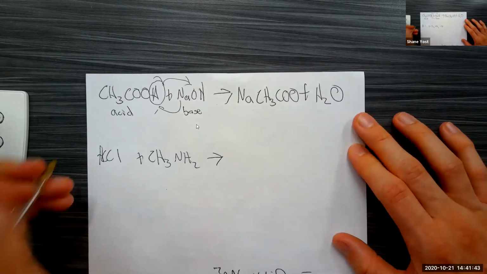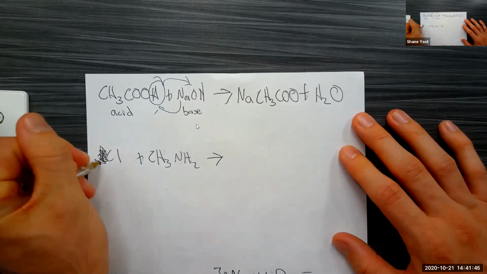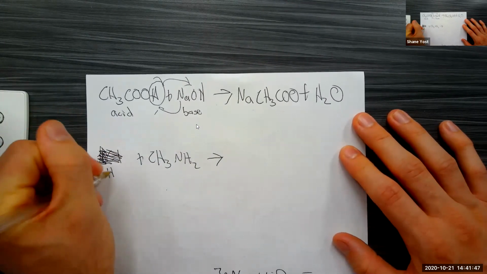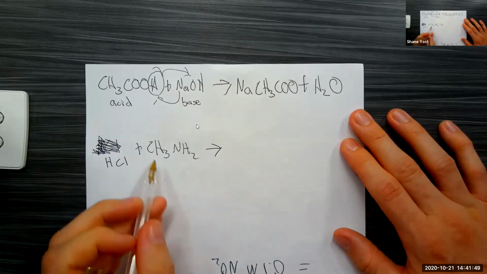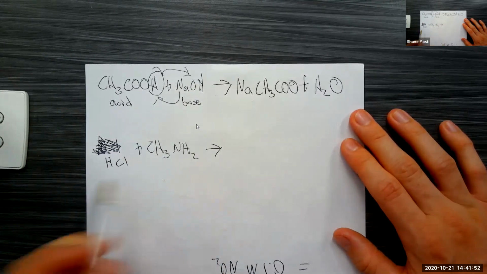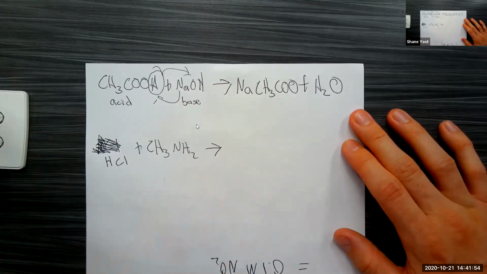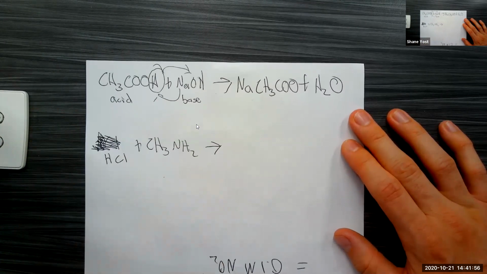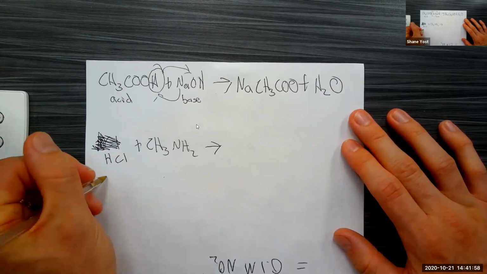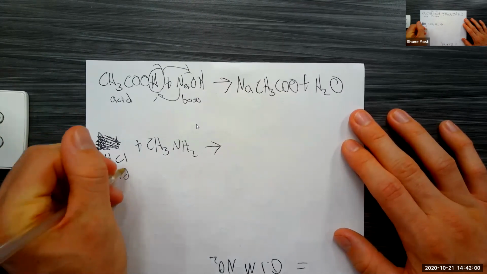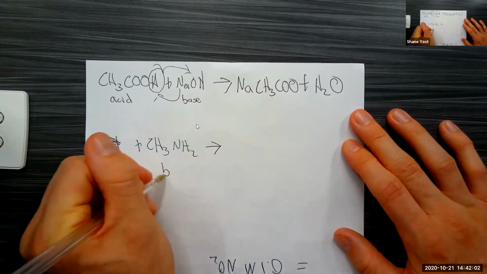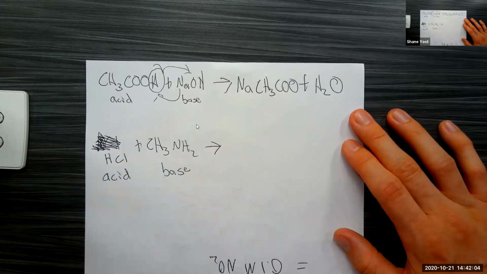And then this reaction, this is HCl plus CH3NH2. What is my acid and what is my base in that reaction? Yeah, the acid is HCl. That is a strong acid. This is my base here.